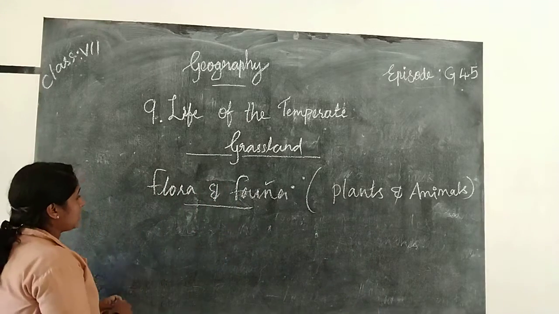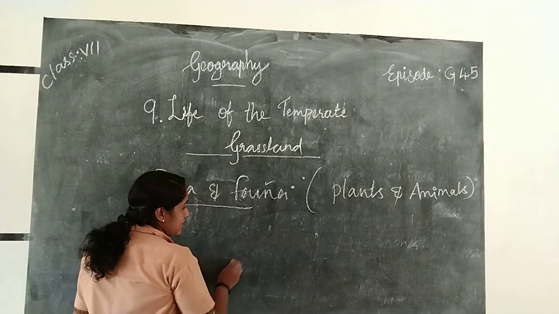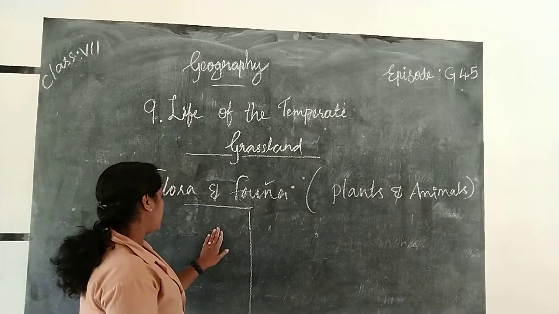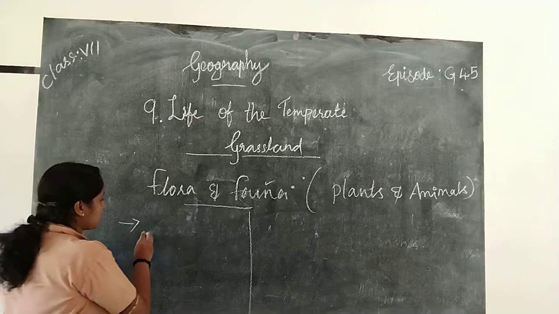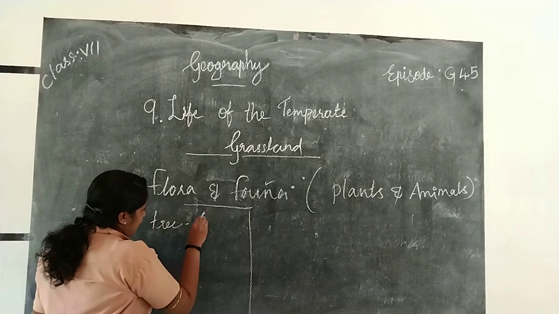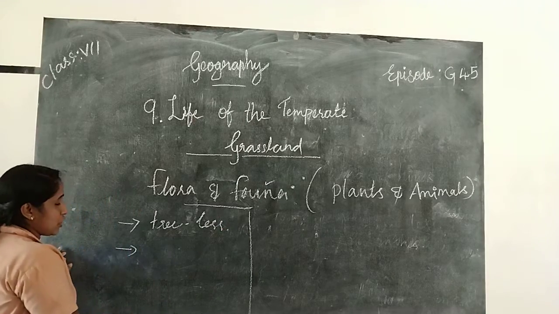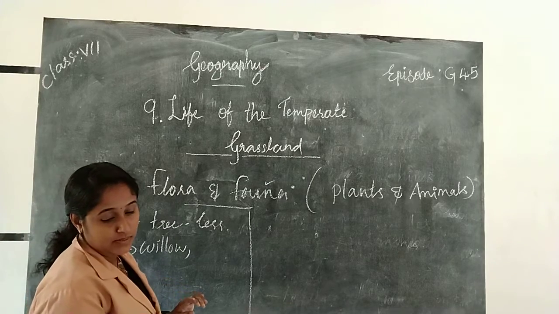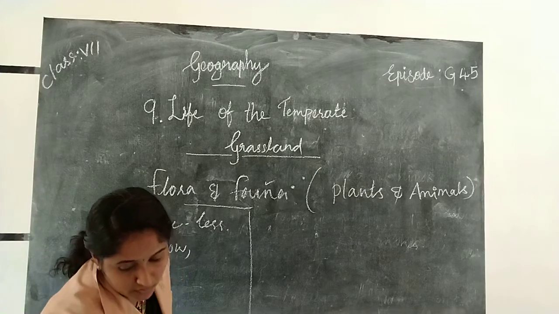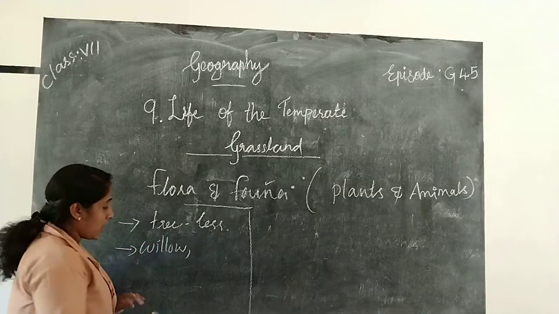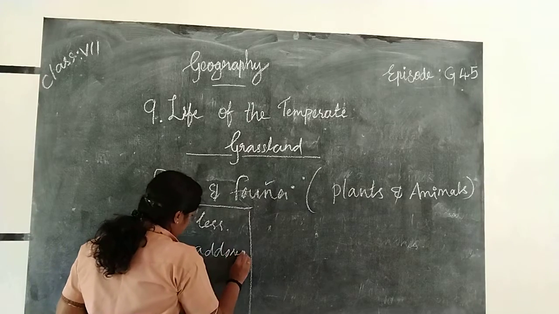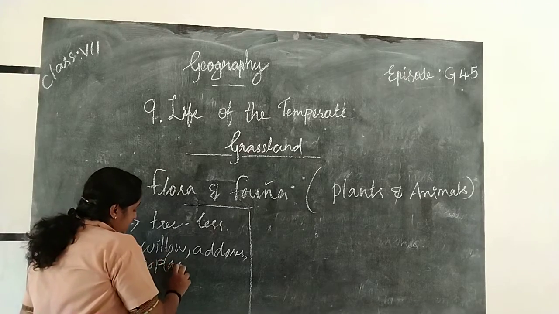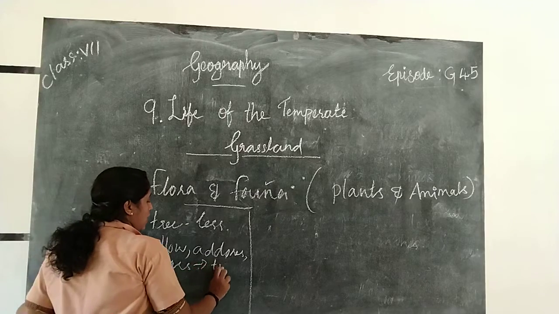What are the most important flora and fauna, that means the plants and animals, in the prairies region? For flora, the prairies land is mostly known as treeless land. But where water is available, we can see trees like willows, alders, and poplars. These are examples of trees we can find in this region.